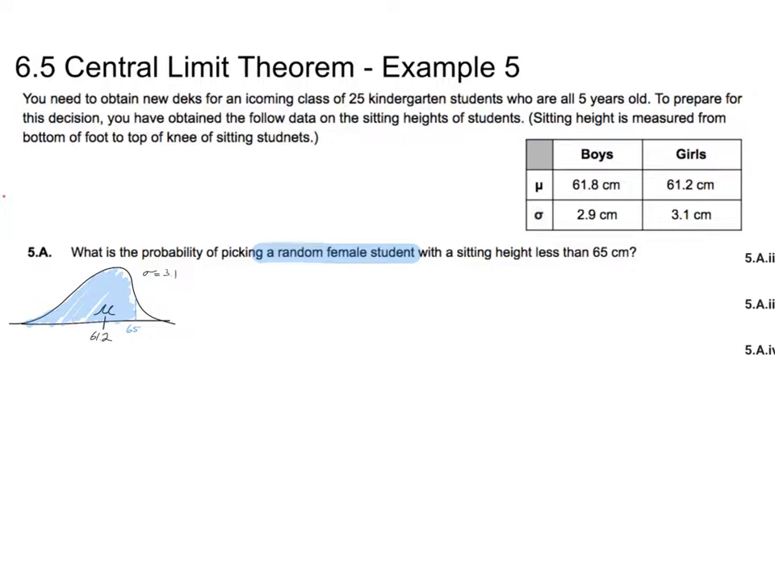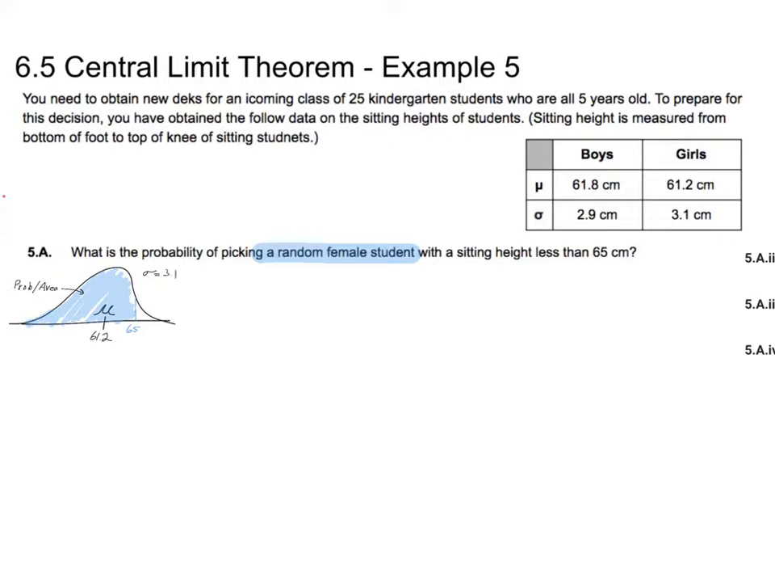So that's a really, really good thing. I've done everything that I can do at this point. I've added all the information to my graph. I've determined what region I'm looking for. Now it's just time to find what I'm looking for. In this case, I'm looking for the probability of one of those females being less than 65. Or in this case, I'm trying to find the area of that blue region. That's what I'm trying to determine.